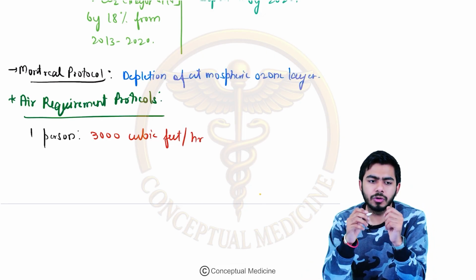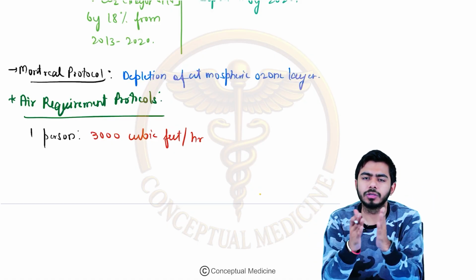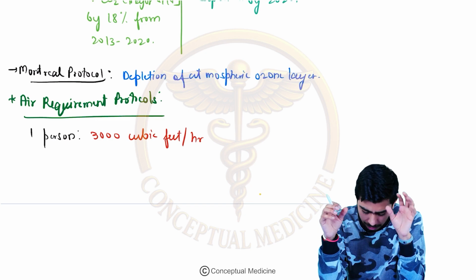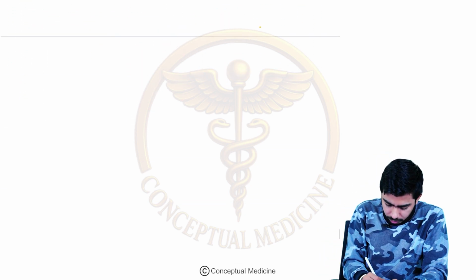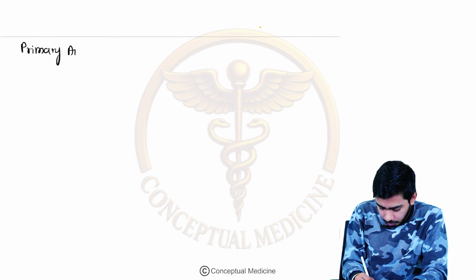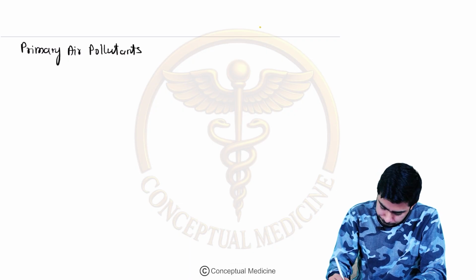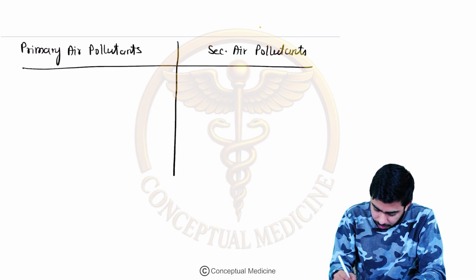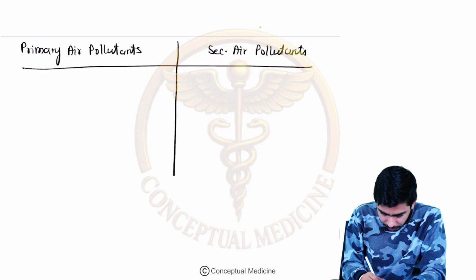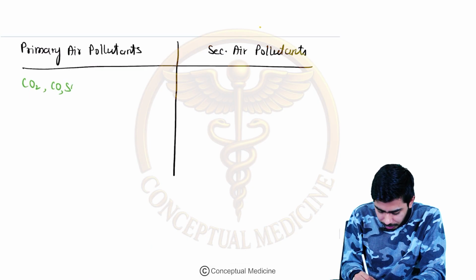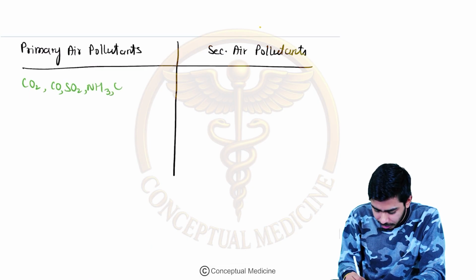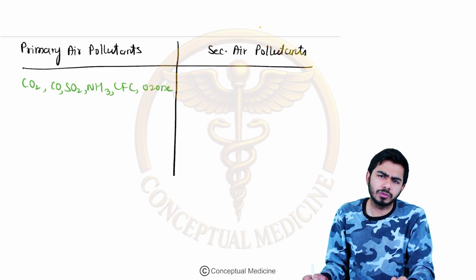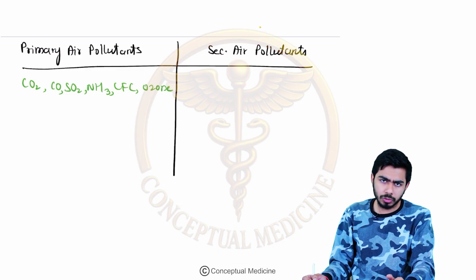Okay, now if we talk about air pollution, we are having the pollutants in our atmosphere. In the pollutants, we are having two categories. One is the primary air pollutant, and another one is the secondary air pollutant. In the primary air pollutants, we are having some gases which we need to know over here: carbon dioxide, carbon monoxide, sulfur dioxide, ammonia, chlorofluorocarbon, and ozone also, right? So these are some of the gases which we are having. Usually the greenhouse gases also are involved, right? SO2 I didn't tell you in the greenhouse gases, right?